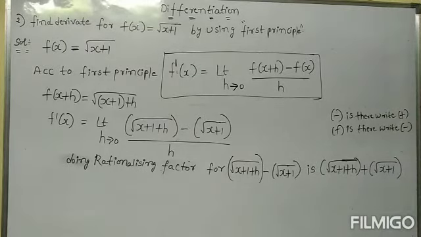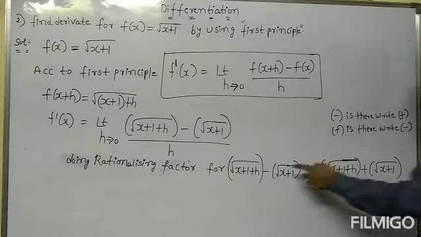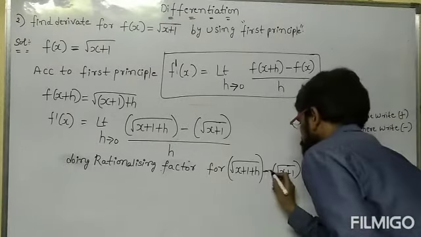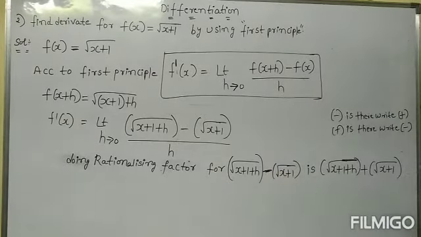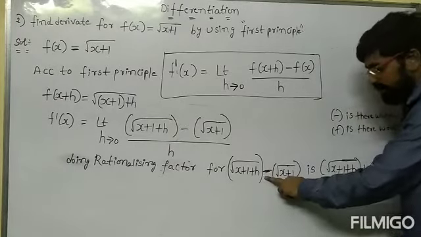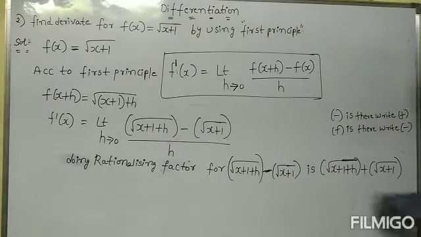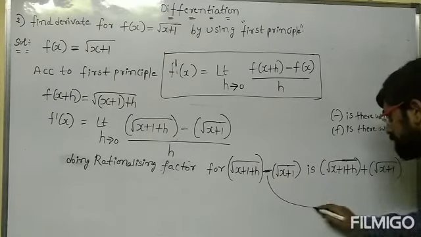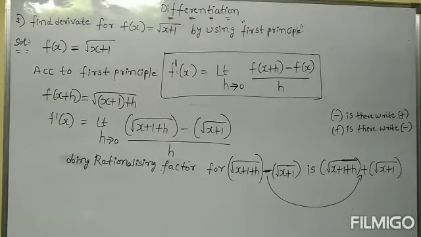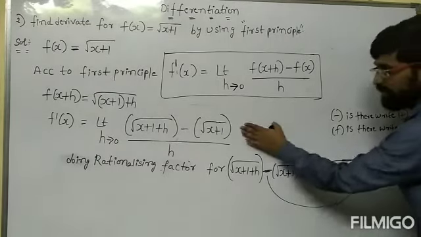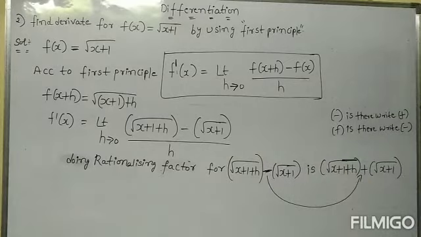Now the rationalization factor here. Minus in the numerator, minus becomes plus. Now we have to multiply this rationalizing factor in the numerator and denominator. Numerator and denominator multiply. Okay, now.